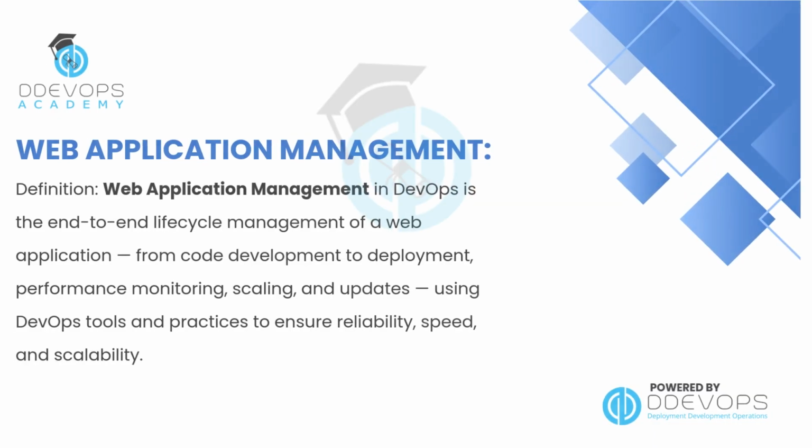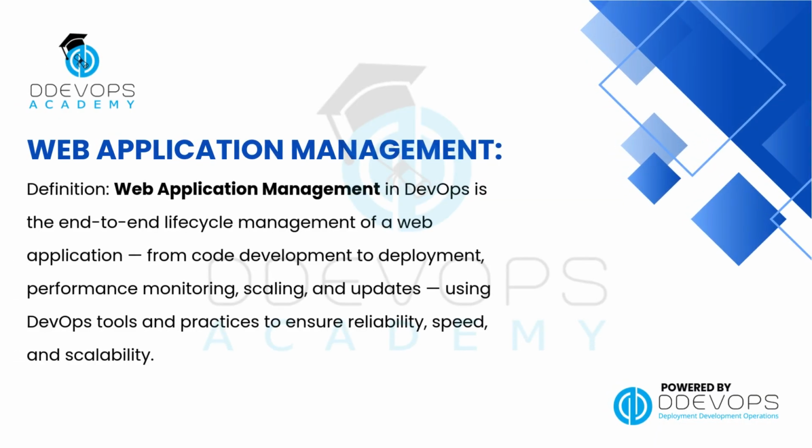Web Application Management in DevOps is the end-to-end lifecycle management of a web application, from code development to deployment, performance monitoring, scaling, and updates, using DevOps tools and practices to ensure reliability, speed, and scalability.